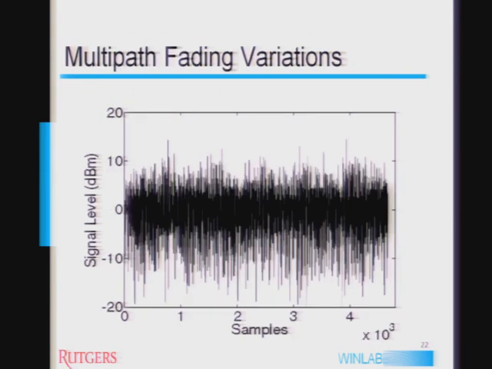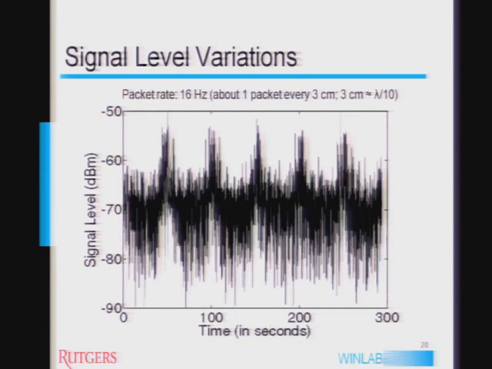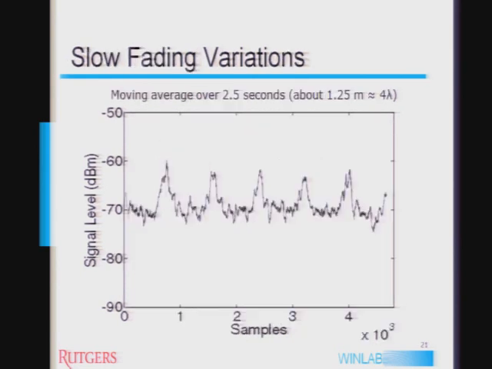So this is the other part of it. This was the data that I presented to you. This was derived from that. This is the multipath variation.